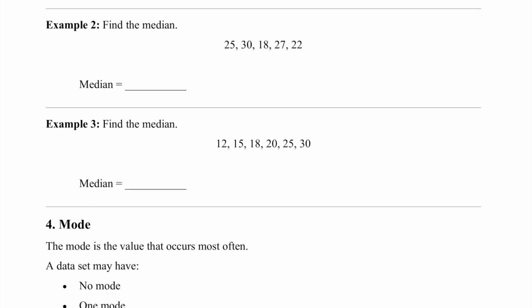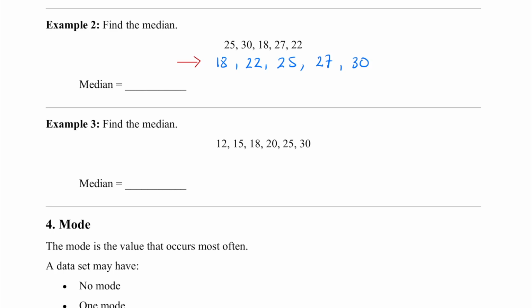We want to find the median for this data set. The first thing we want to do is arrange the values from smallest to largest. Let's rewrite the data in order. Now, let's count how many values we have. 1, 2, 3, 4, 5.